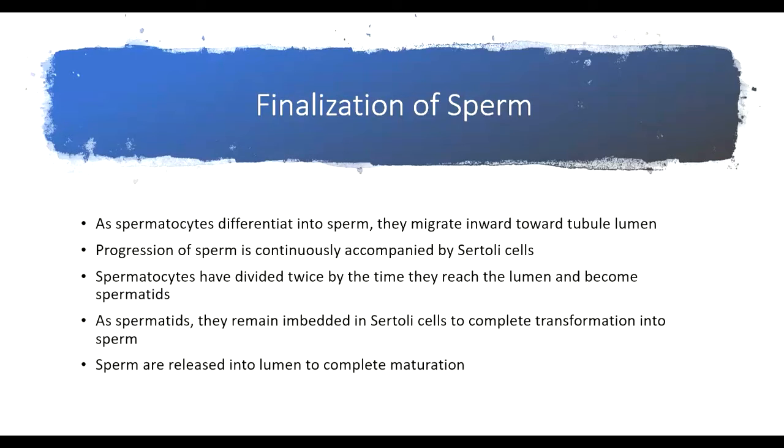The sperm are then released into the lumen, and in those final processes, that's where they get their tail to be able to swim. But it does take them a bit of time to learn how to swim and finally mature. Once they're released into the lumen, they're not completely ready to fertilize an egg, so they actually have to complete their maturation in the lumen of the tubule.